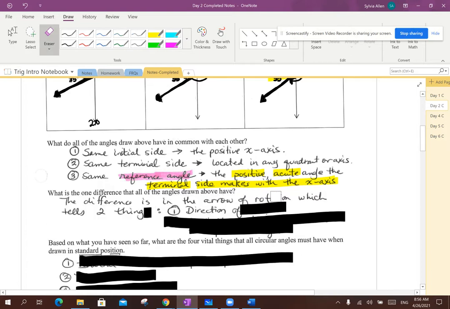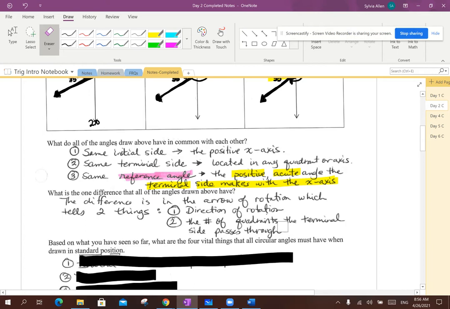All right, so if I take a look, the difference is in the arrow of rotation, which tells two things. Number one, it tells the direction of the rotation. If it's positive, it is going to go counterclockwise, and if it's negative, it's going to go clockwise.